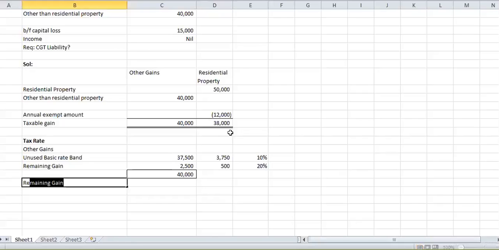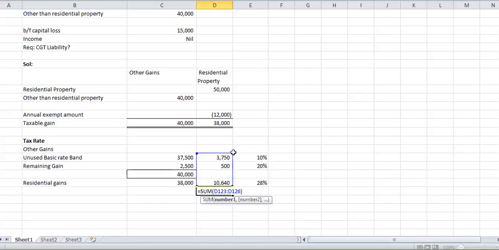What about residential gains? Because we have already consumed the basic rate band, the tax rate on the residential gains will be 28% straight away. As you all know, the tax rate on residential property is 18% instead of 10% and 28% instead of 20%. So that's it. This is your CGT liability.